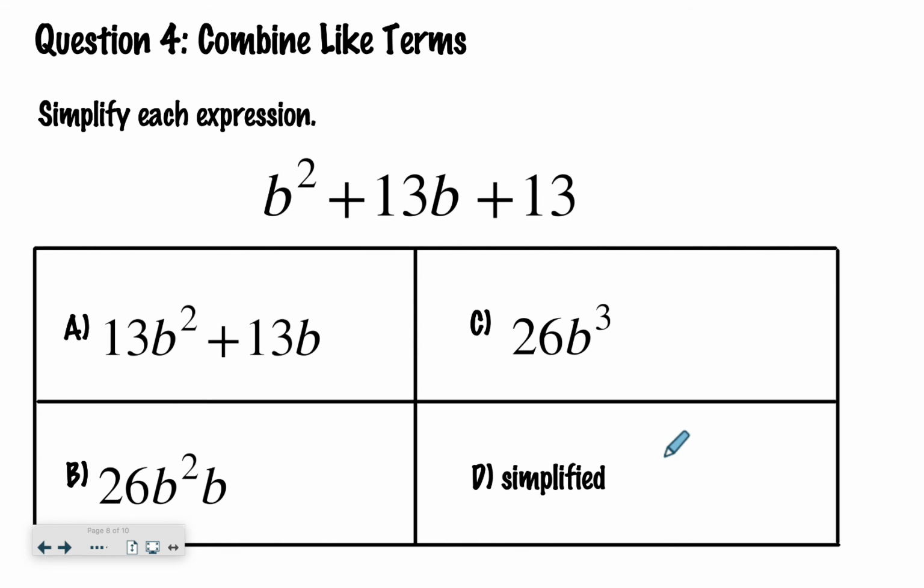Now, I want you to look at this problem. We have b squared plus 13b plus 13. And I want you to tell me, does it become 13b squared plus 13b? Is it 26b squared b? Is it 26b to the third? Or is it simplified already? Why don't you go ahead and take a minute and think about that. Good luck.